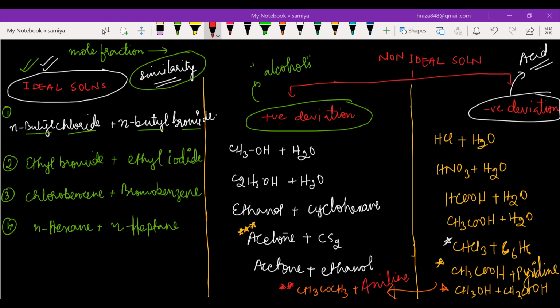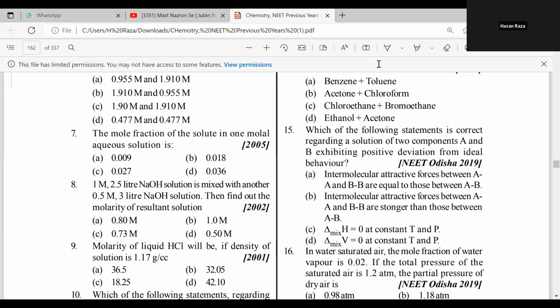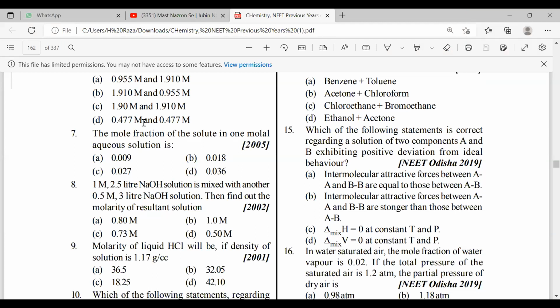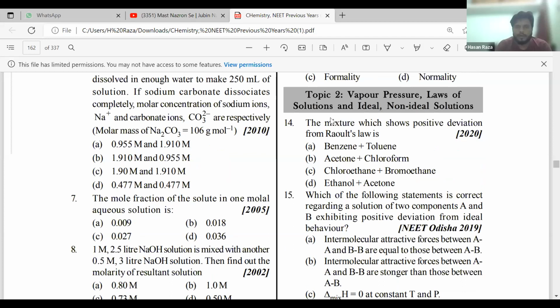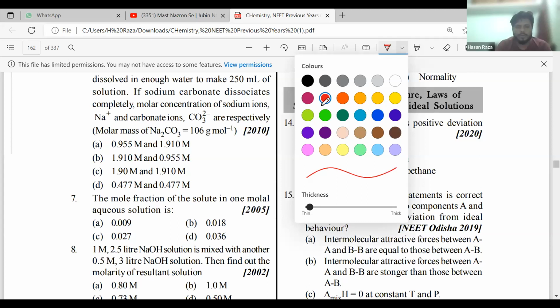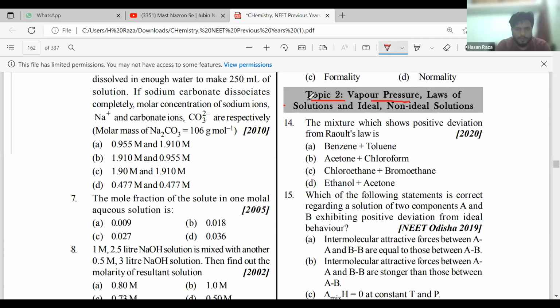So this is it for this part. Is the new screen shared with the questions? Can you read it? Topic 2, vapor pressure, laws of solution. Is this visible, right?